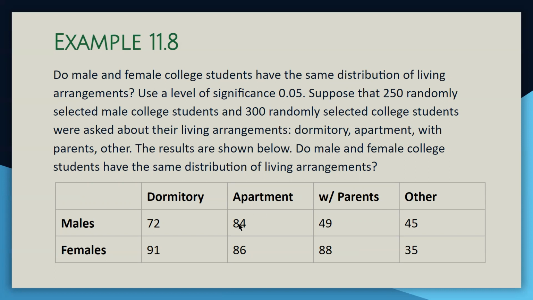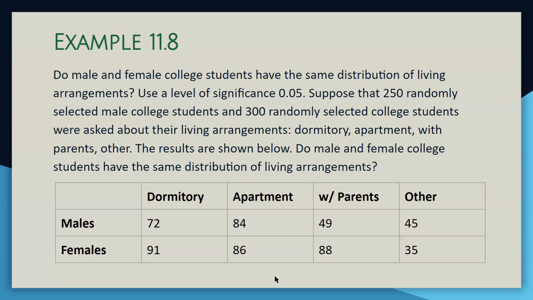So we can see in our data table, we have our two different populations, males and females, and then we have the four categories they have in common: dormitory, apartment, with parents, other. And we're asking if the proportions in dormitory are the same, proportions in apartments are the same, proportions with parents are the same, and proportions in other living arrangements.